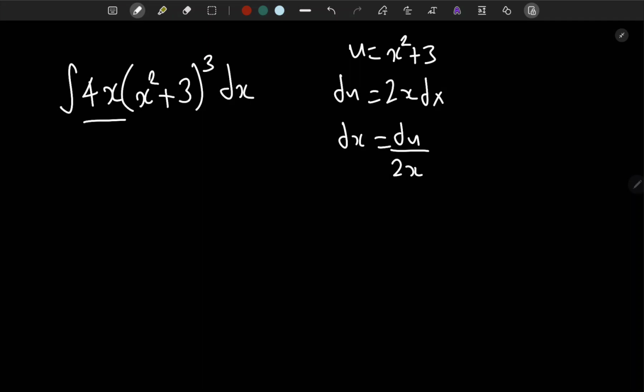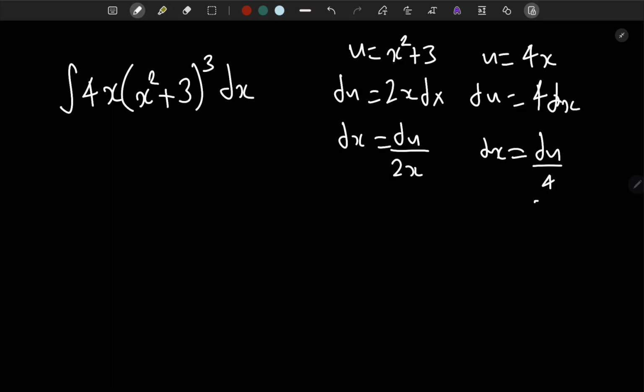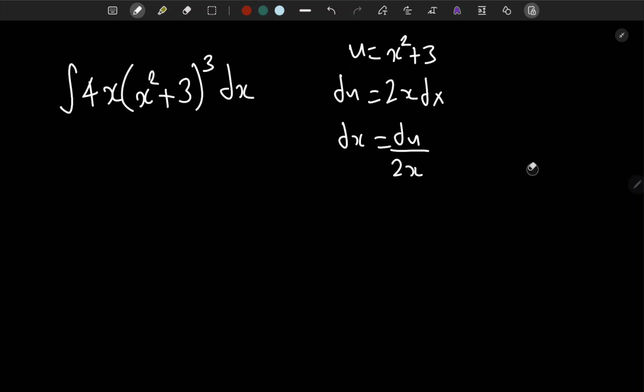Now let's say we took 4x as u, so u is equal to 4x, and then du is equal to 4 dx, so dx is equal to du over 4. We can see that even though we have a 4 here, it won't cancel out this x. The x will still be left over, and we will get stuck. So of course we need to take u as x squared plus 3, and now let's rewrite this.